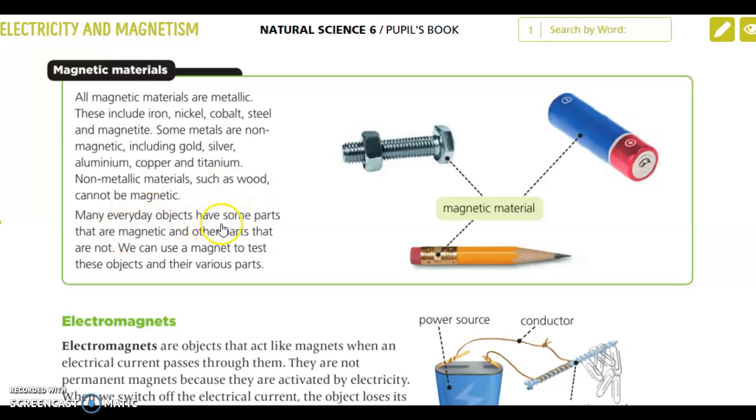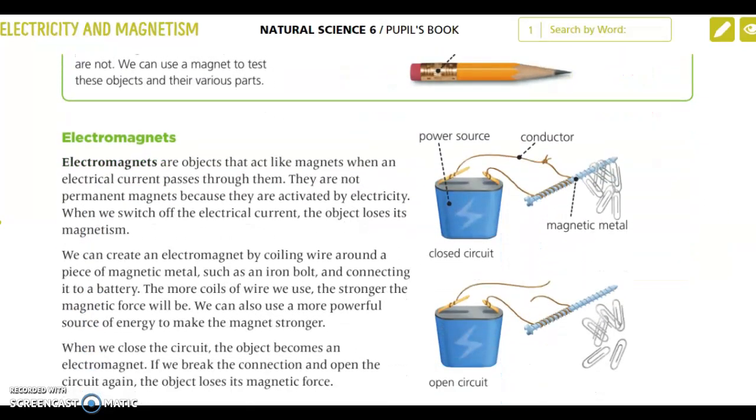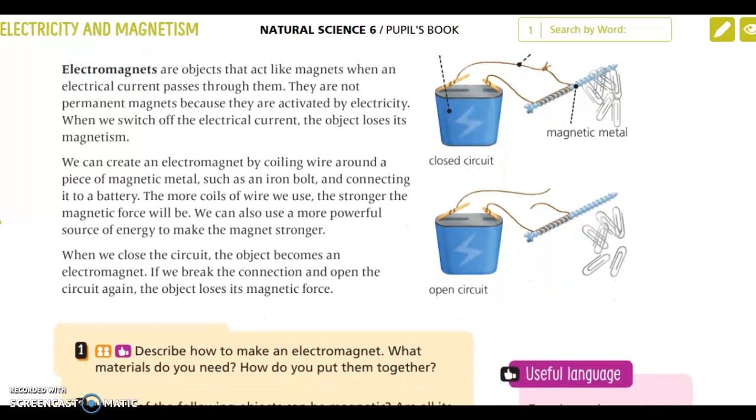Many everyday objects have some parts that are magnetic and other parts that are not, okay? We can use a magnet to test these objects and their various parts. So for example, here we've got this pencil that we use every day. This part here, if you've got a similar model to this one, is magnetic material, okay? This battery too, and here it's magnetic too. Okay, so electromagnets, let's see how they work.